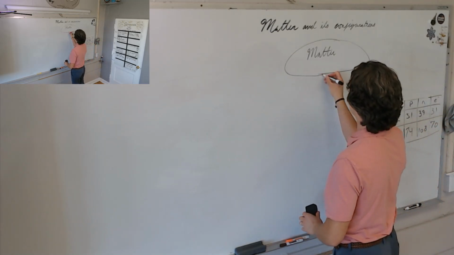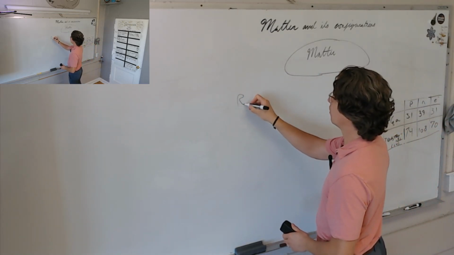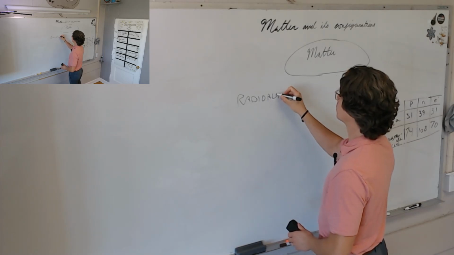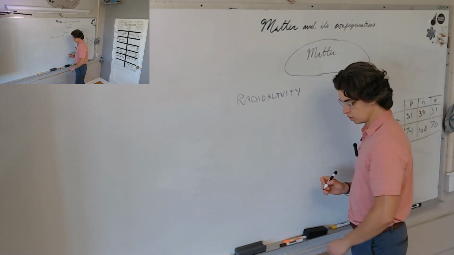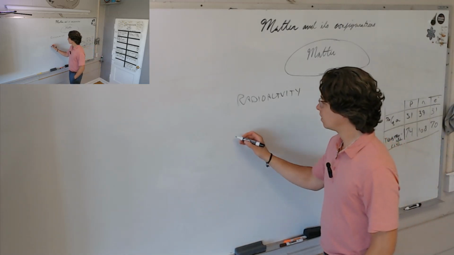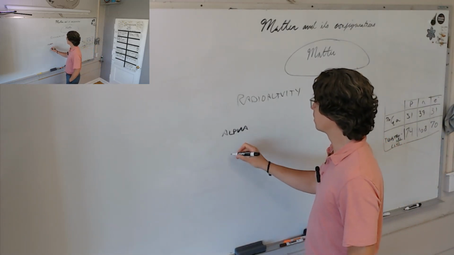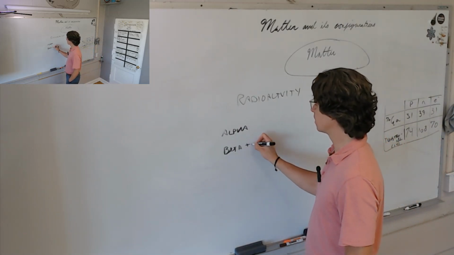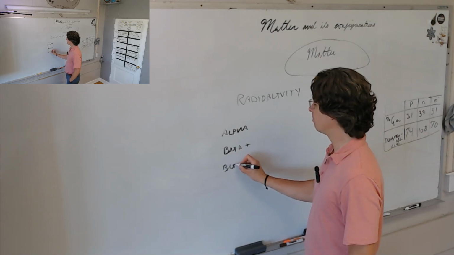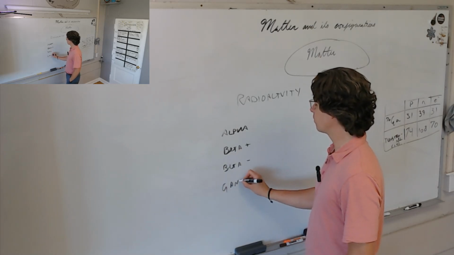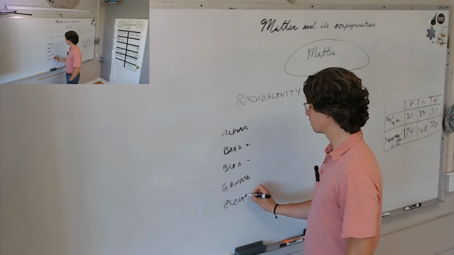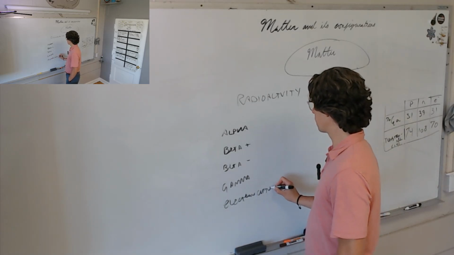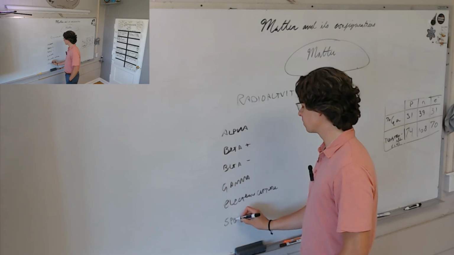Matter, and one property of matter is radioactivity. List me the 6 types of nuclear radiation. Alpha. Beta plus. Gamma. Beta minus. Electron capture. And spontaneous fission.